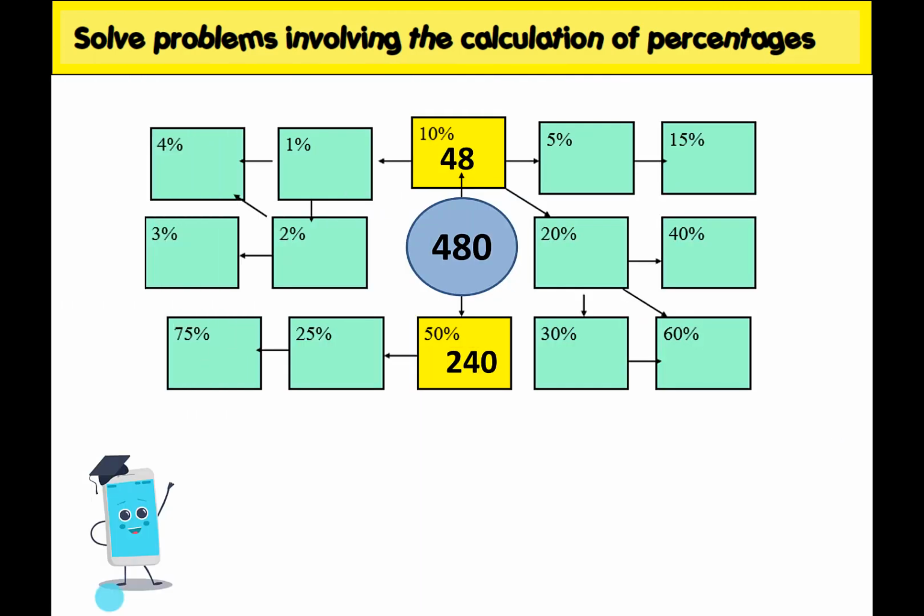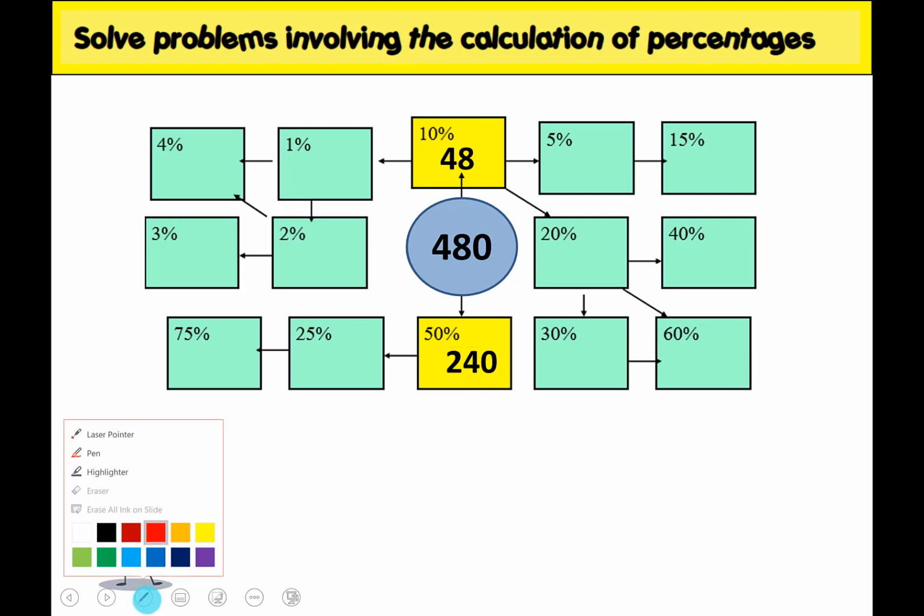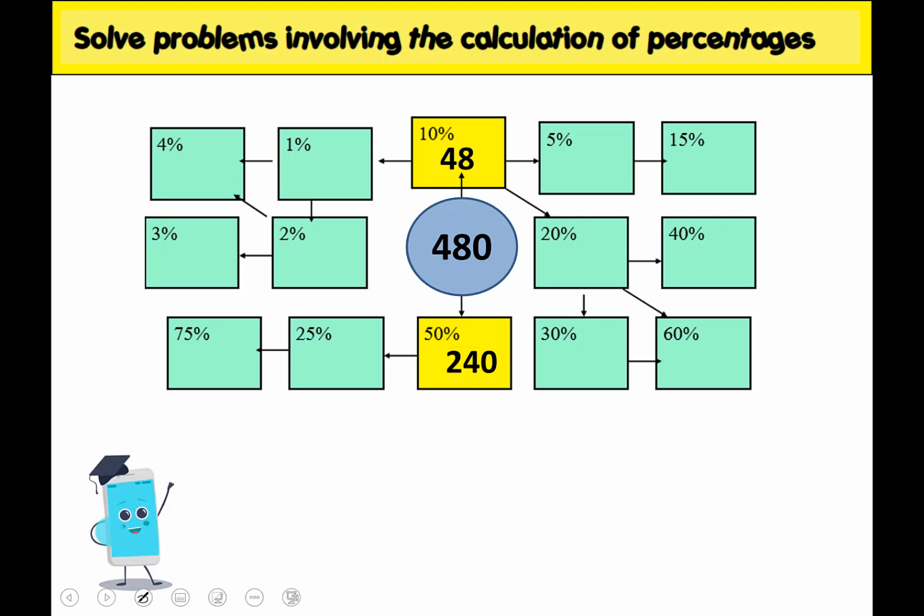So here we have an example similar to the ones on your worksheet. In the middle, I have my starting number, 480. Above it, I have 10%, which is this number divided by 10. And below it, I have 50%, which is this number halved. I'm going to demonstrate how you can use just knowing 10% and 50% to help find all the other percentages. So we're going to see how all the different percentage facts link.